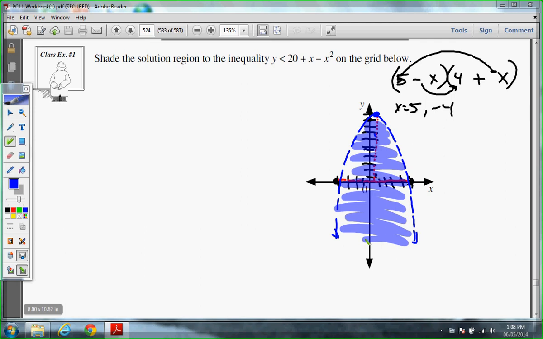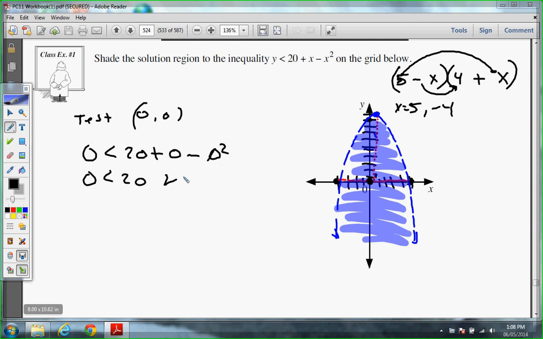Okay, let's do one more thing actually. Sorry, I want to do a test point real quick. What's the easiest point I could test in here? Oh yeah, let's test (0, 0), just to make sure we're right. So I'm going to test (0, 0). That means I have 0 is less than 20 plus 0 minus 0 squared. So is 0 less than 20? Yes. So it is a correct answer. Okay, and that is it.